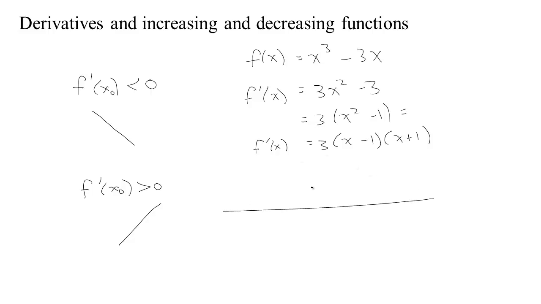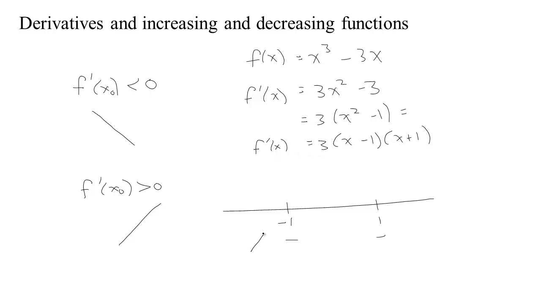If you look at the slope of this function, a couple of important things. When x is either negative 1 or 1, the slope is 0. If x is less than negative 1, then 3 times (x minus 1), which is less than negative 1 minus 1, is definitely negative, and (x plus 1), which is less than negative 1 plus 1, is also negative. So we'll have a positive times a negative times a negative, that's positive.